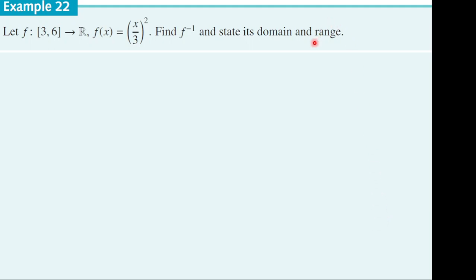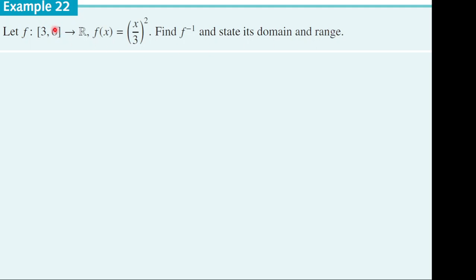Another example. So here is a quadratic function. Now if you remember, a quadratic function is a full parabola. If you do a horizontal line test, it will not be a one-to-one function. But bear in mind the domain has been restricted to 3 to 6. So now it is a one-to-one function. So you can determine the inverse function, and you will also need to state the domain and the range.